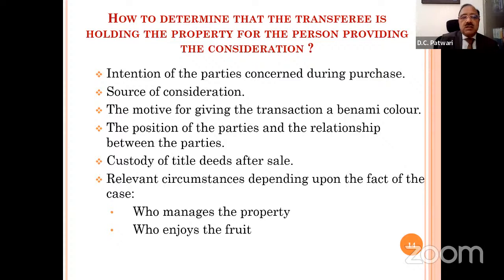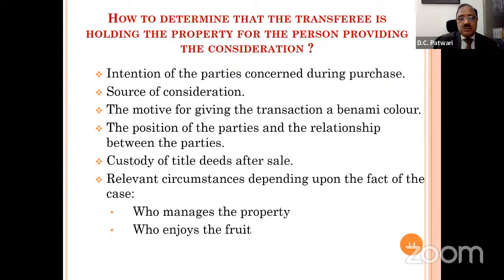So what are the criteria to identify that the person is having the Benami property? The first and foremost thing we need to see is the intention of the parties concerned during the purchase. What is the intention of purchase? Is it basically to defraud some revenue or something else? Or is it just a family arrangement?